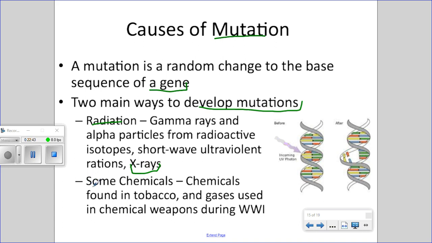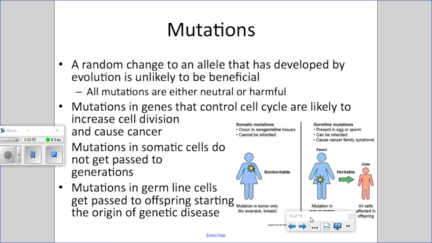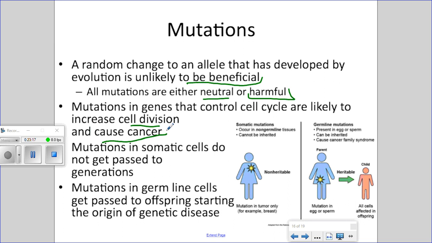There are some chemicals found in tobacco and gases used in chemical weapons, for example, during World War I, that can also cause changes to the DNA base sequence and introduce mutations. So a random change to an allele that is developed by evolution is unlikely to be beneficial. So all mutations are either neutral, meaning there's no harm done, or they can be harmful. Mutations in genes that control the cell cycle are likely to increase cell division and will result in cancer.